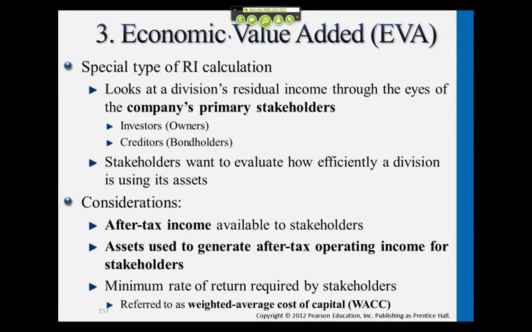So what are we going to consider here? Our after-tax operating income, the assets used to generate after-tax operating income for stakeholders, and then the minimum rate of return that's required by stakeholders. Okay, so economic value added has two players, investors and the creditors, right?